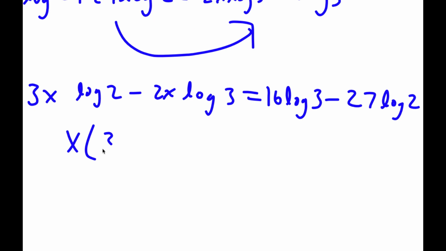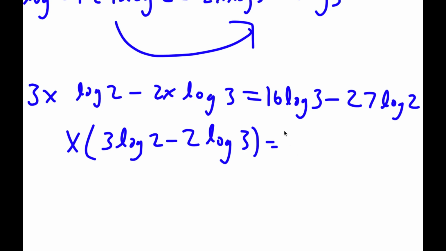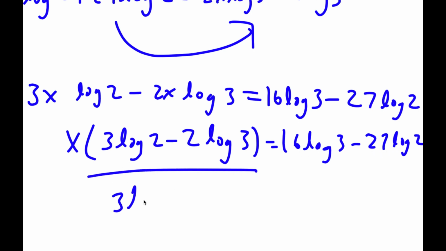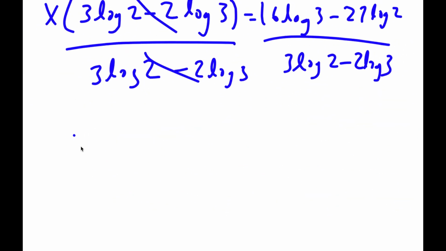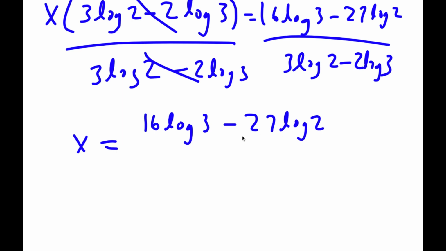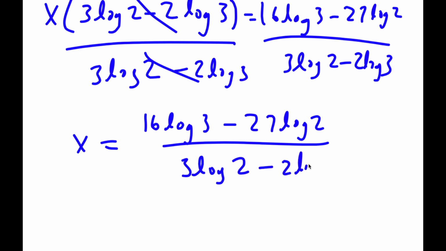Now if I factor out x from here, I get x times 3 log 2 minus 2 log 3 is equal to 16 times log 3 minus 27 log 2. Now all I have to do is divide this on both sides. These two cancel out, and I have x is equal to 16 log 3 minus 27 log 2 all over 3 log 2 minus 2 log 3.